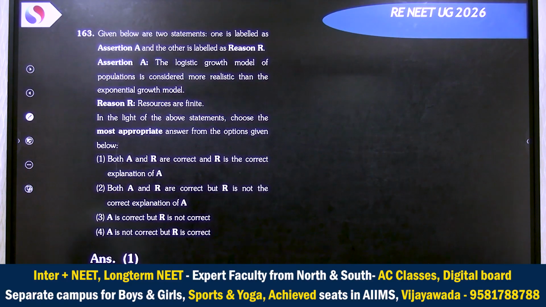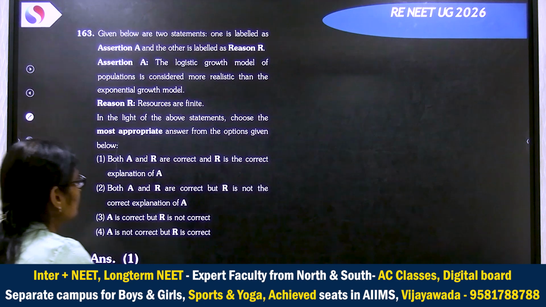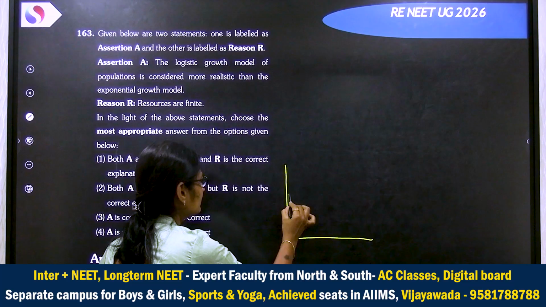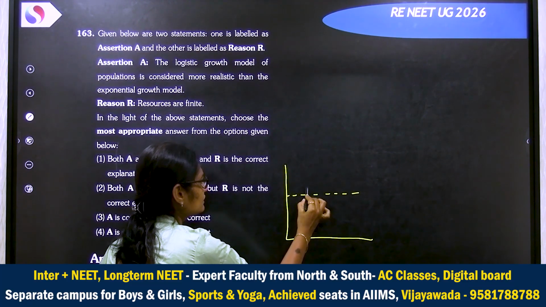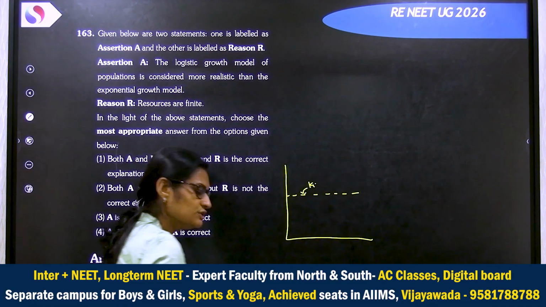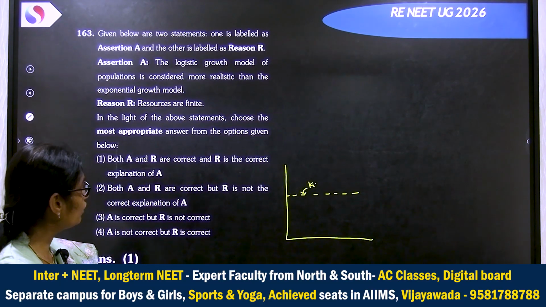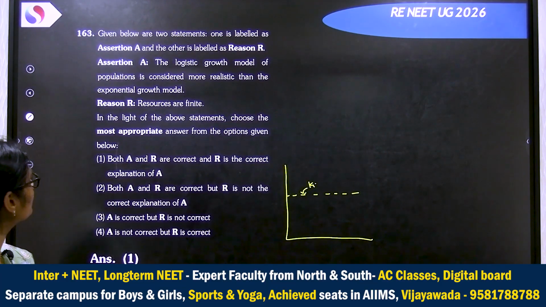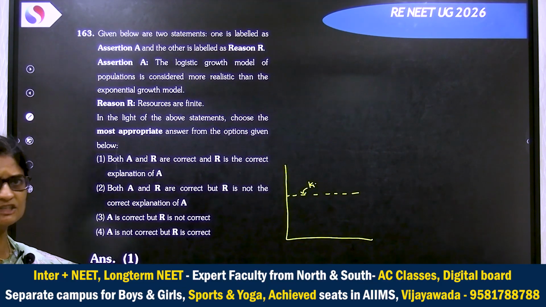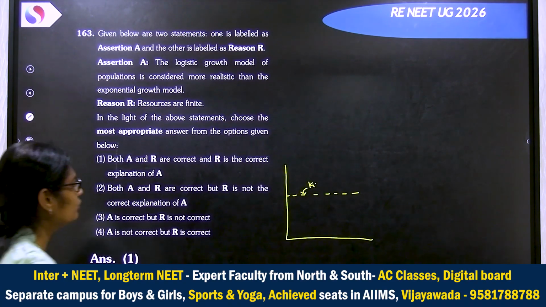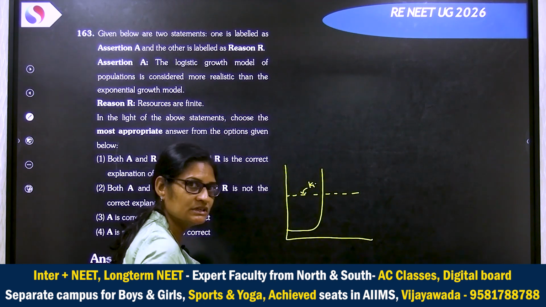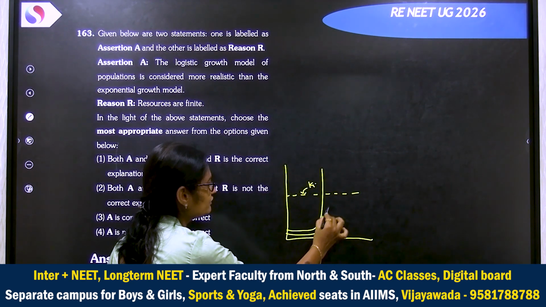See, the assertion they gave: the logistic growth model of population is considered more realistic than the exponential growth model. Obviously, yes. When you read this, you think of limited resources and carrying capacity. When resources are limited, what type of growth model can we expect? Logistic growth model. So the logistic growth model is considered more realistic than the exponential growth model. That is a true statement. What is the shape of the exponential growth model? It is a J-shaped structure. And the logistic growth model has a sigmoid shape.